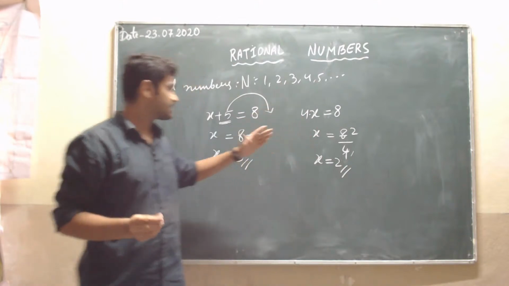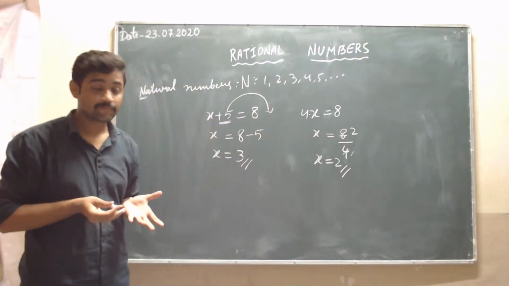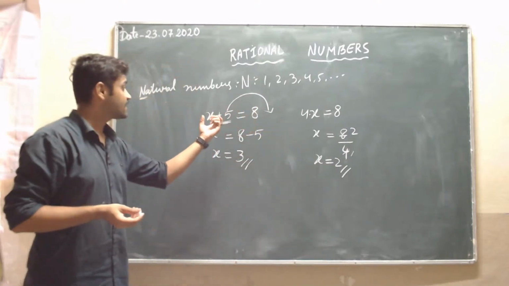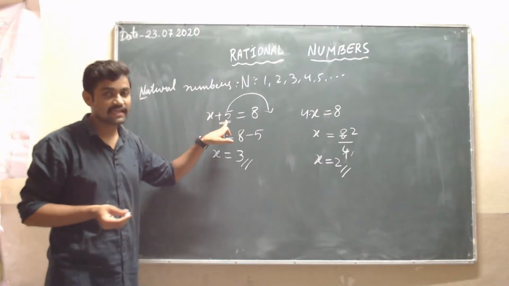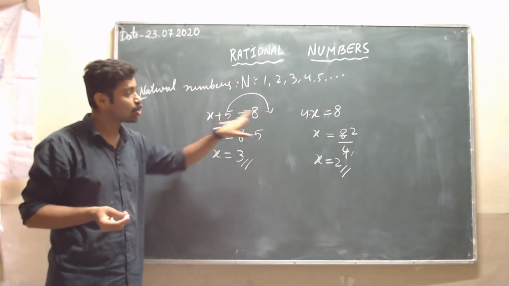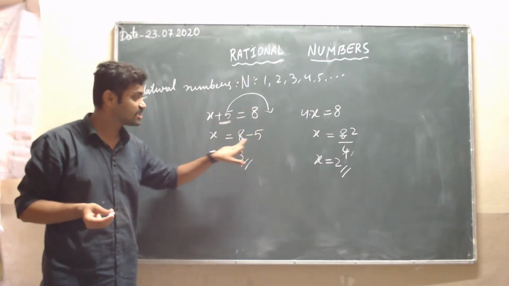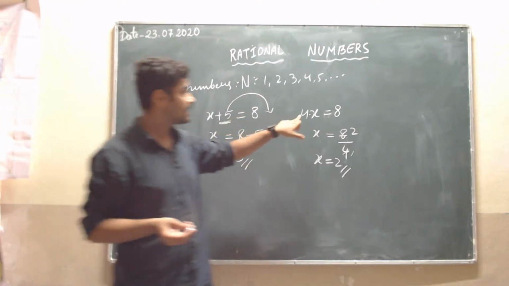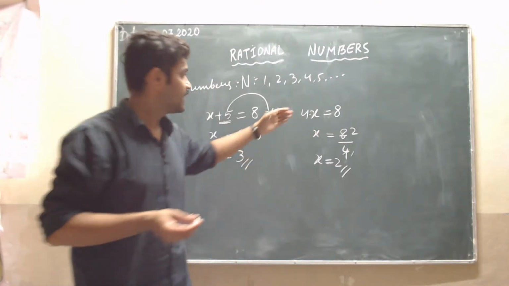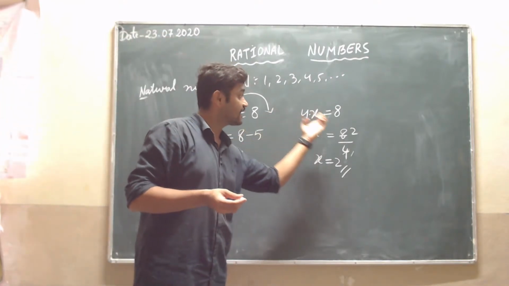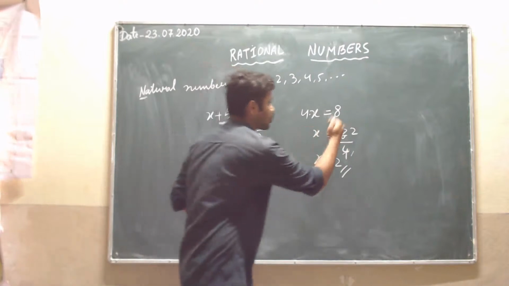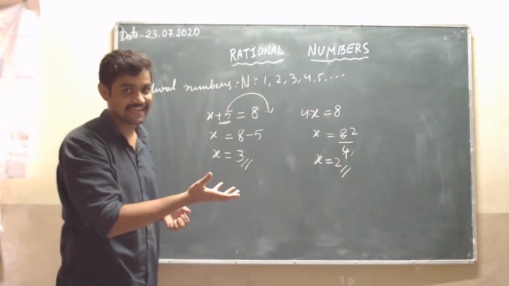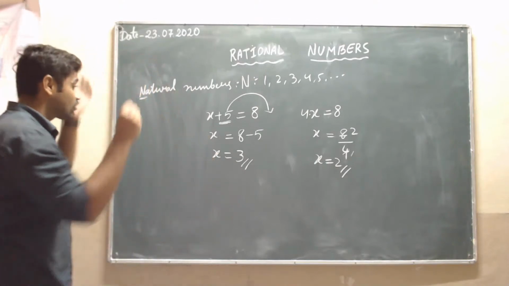For the explanation, we just have to know these things. How to find the x value like this: when addition is with x, it will cross the border, and when it crosses the border, the sign changes. See here, plus 5 changes to minus 5. If it is multiplied with x, then it will divide when it crosses to the other side. Then take one more example.